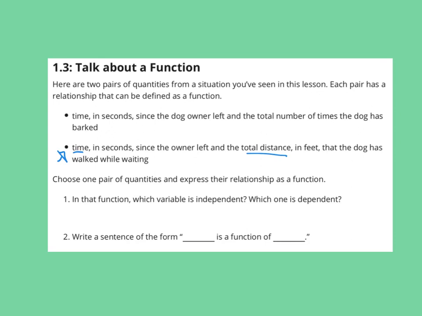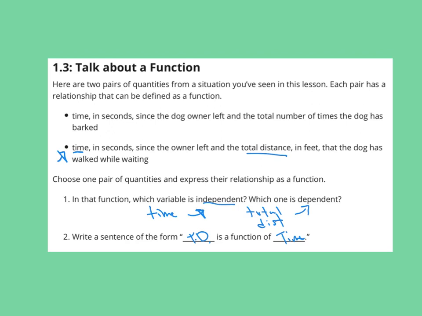In that function, which variable is independent? That means like which variable seems to not really depend on the other one. I think time really kind of marches on, right? So time, I would say, is the independent variable, which by default makes total distance the dependent variable. So in sentence form, we will say that total distance is a function of time, meaning that distance depends on the time.